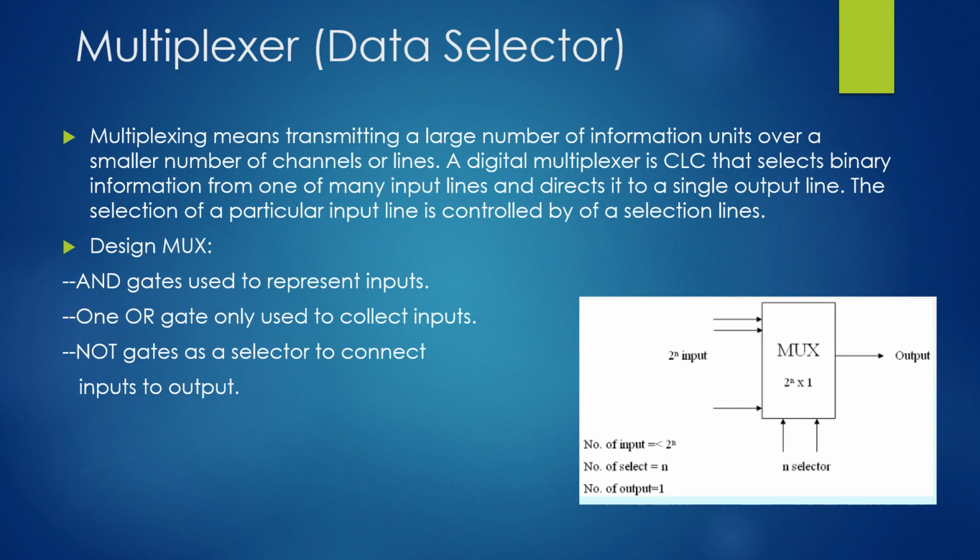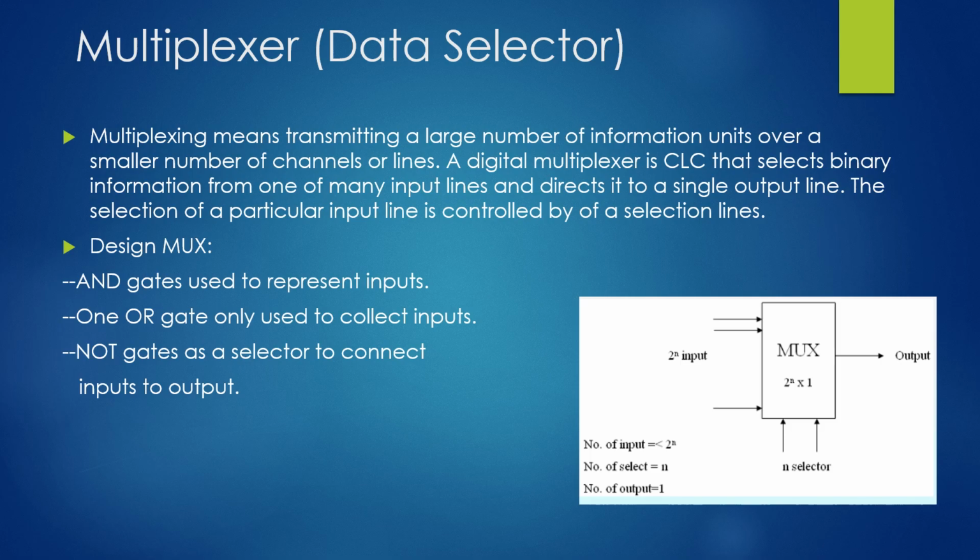And then next, multiplexer. Multiplexing means transmitting a large number of information units over a smaller number of channels or lines. A digital multiplexer is a combinational logic circuit that selects binary information from one of many input lines and directs it to a single output line. Which means multiplexer means many to one. The design: AND gates are used to represent input, one OR gate is used to collect input, and NOT gate as a selector to connect input to output.